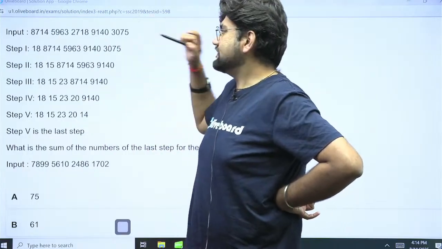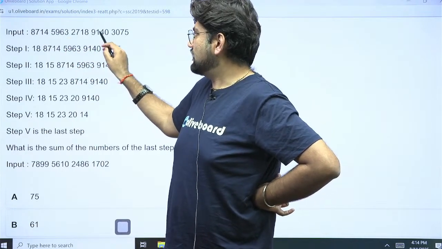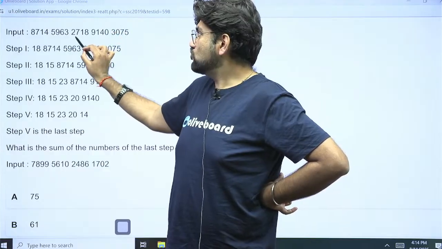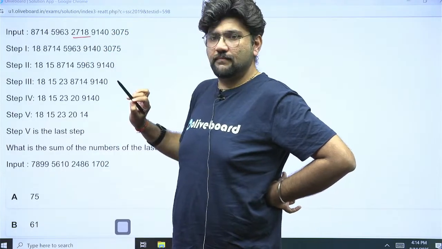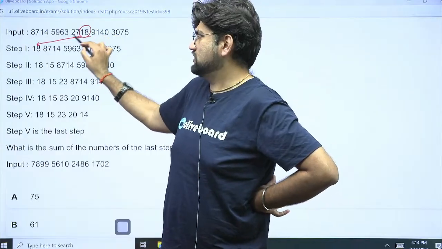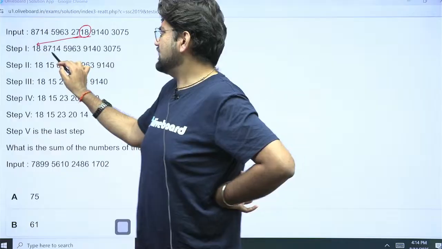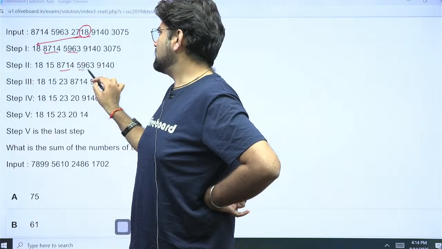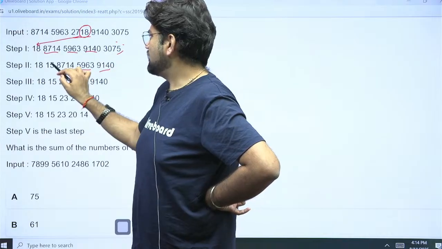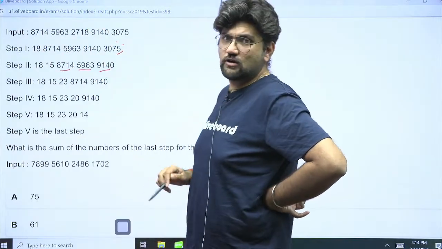So in this, what exactly happened is, if you see 8714 is here, 5963 is here, 9140 is here, 3075 is here. So nothing has changed. But this 2718 has gone and it has become 18. So the first thing which comes to your mind is probably the last two digits are being written here. But the next one you see 8714 is here, 5963 is here, 9140 here, this time 3075 is gone, and now they have replaced it with 15. So that is not true. So the last two digit concept is not correct.